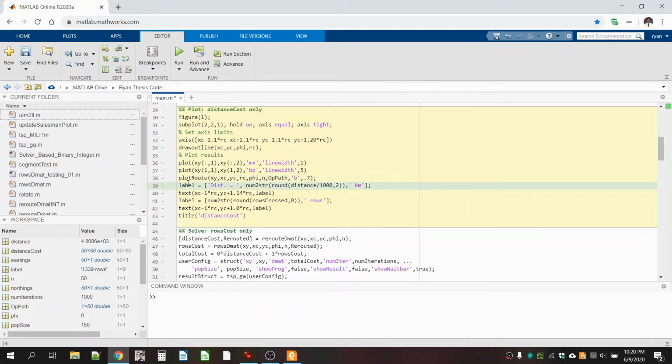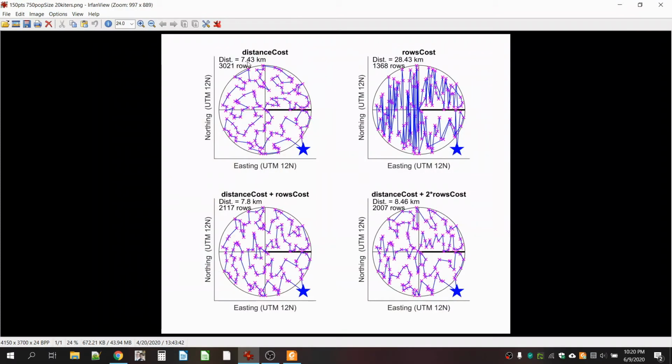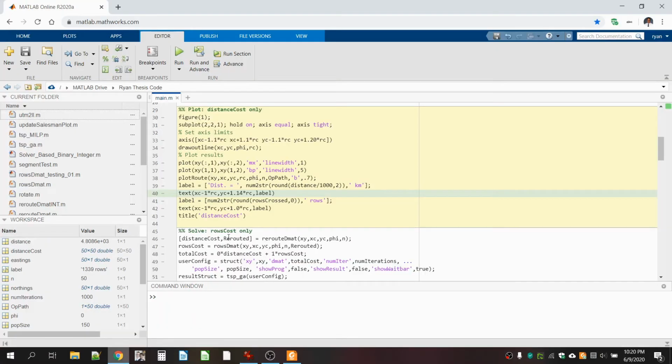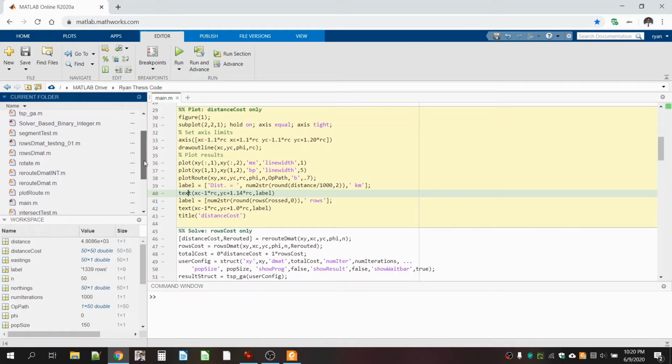Now these label and text functions are taking care of this distance and this rows number right there. It's putting that on the graph. So that's what's going on next. I believe that's it.